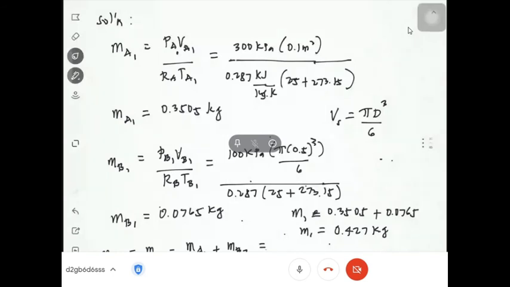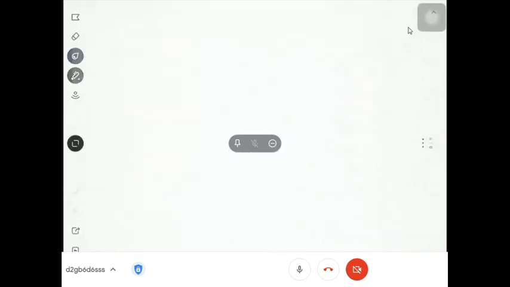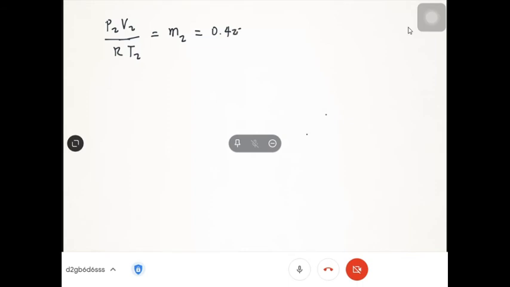So since we are after how to determine the P2, here we have P2 V2 over R T2. This is M2, and this is equivalent to 0.427 kilogram.